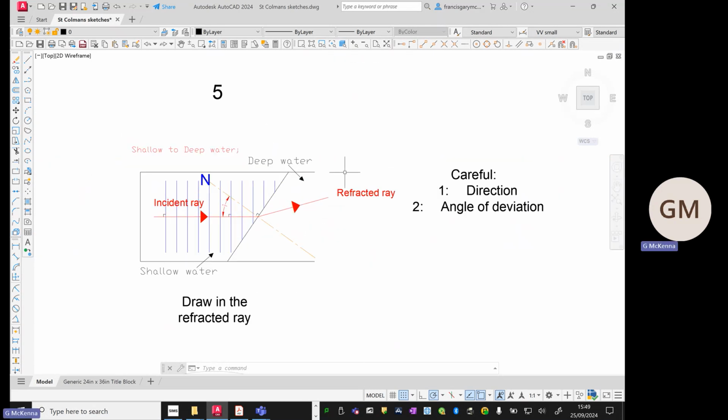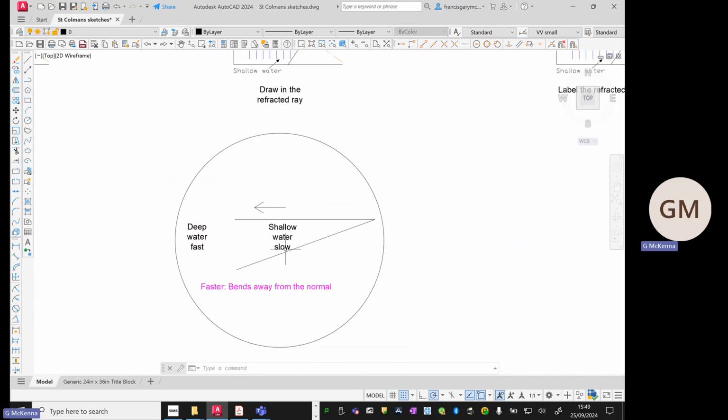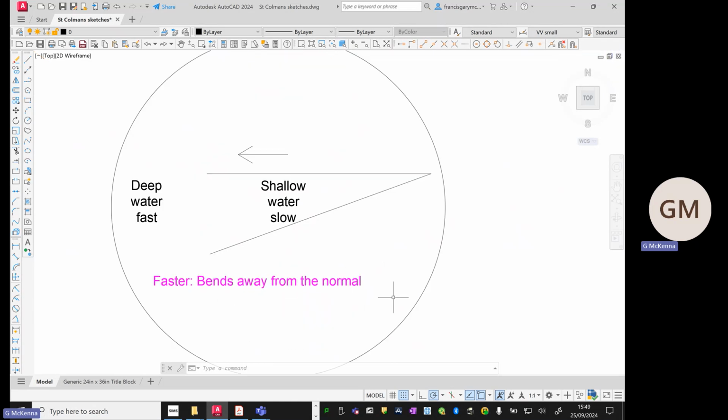Now, number five, this is again where we've got to be super careful. In this case, we're going from shallow water to deep water. In that case, the water waves speed up, they get faster, and they bend away from the normal. Memorizing which direction they bend when they speed up is very important at this stage. So take a wee screenshot of that if you wish, or pause it, and then copy those notes into your existing page as well.